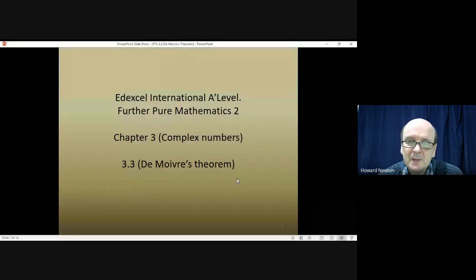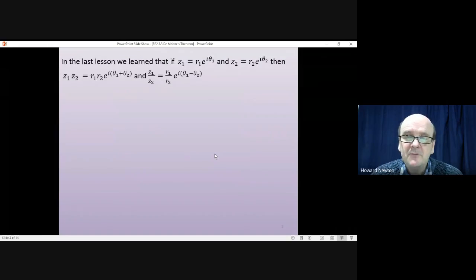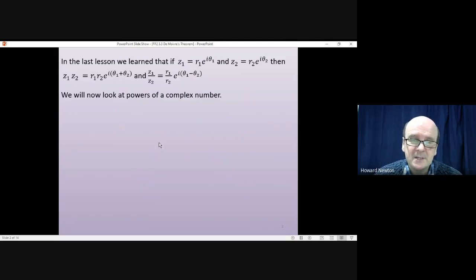Hi there, welcome to this lesson on further pure mathematics 2, and in this lesson we're looking at de Moivre's theorem. In the last lesson we learned that if you've got two complex numbers, written in either exponential form or modulus argument form, then if you multiply them together, you multiply the two moduluses and you add the two arguments. If you divide them, then you divide the two moduluses and you subtract the two arguments. In this lesson, we'll be looking at what happens if you have a power of a complex number.